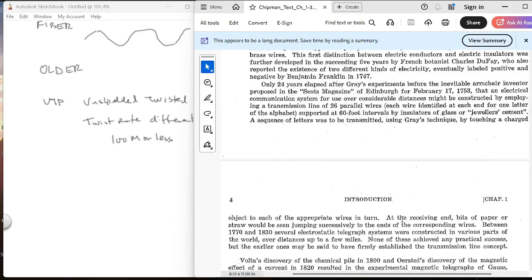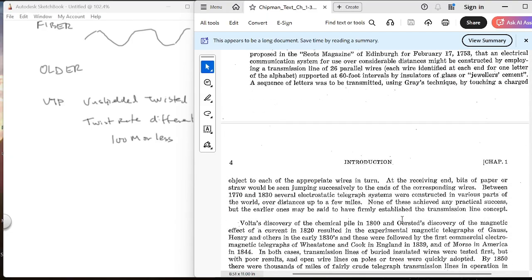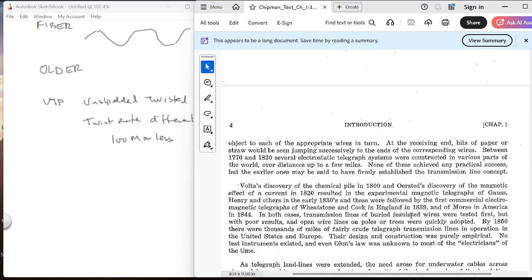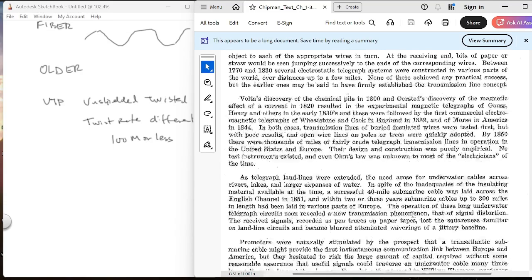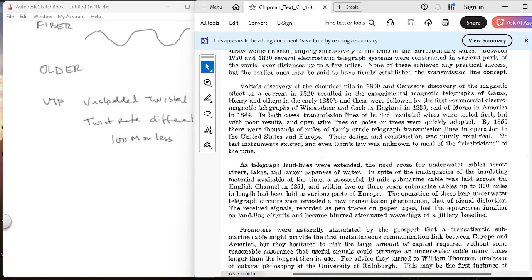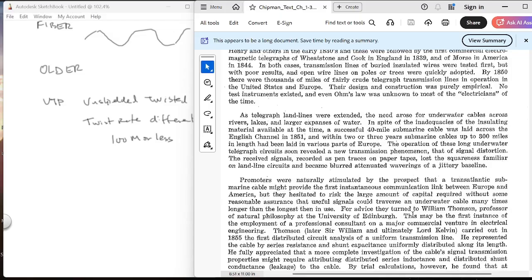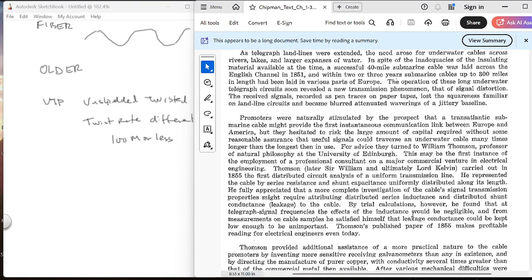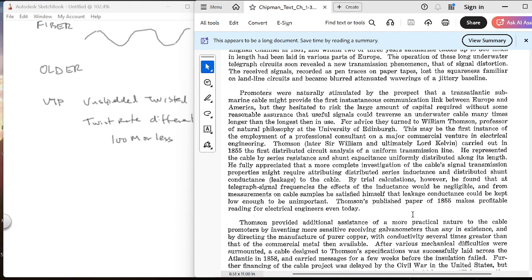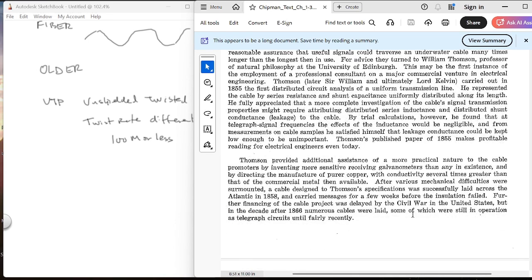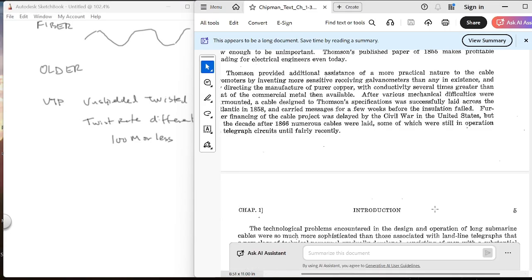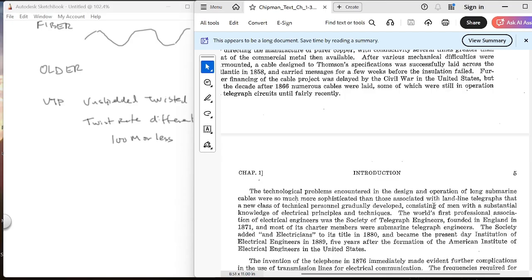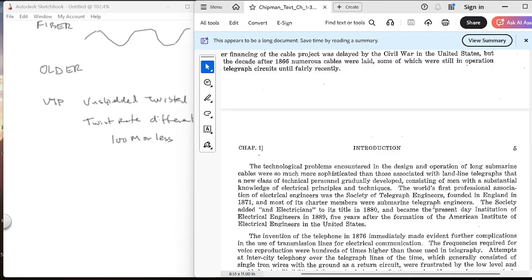So now we go on and we say Volta and Oersted, and we twist and turn a little bit, and then we get into the underground cables, underwater cables, and all that kind of stuff. Okay. Then we get to Thompson. And again, I'm not going to expect this on a test or anything like that, but if you're curious, you can read through this and see how we got to where we got.